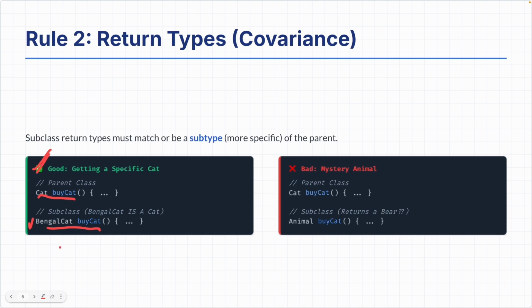Now let's look at a bad example that does not follow this rule. Again, in the parent class, we have a byCat function that returns a cat. But in the subclass, the byCat function returns an animal. Animal is not a subtype of cat. In fact, animal is a superclass of cat. This violates rule 2. Because the parent class promised to return a cat, but the subclass is returning a more generic type. So this breaks the Liskov substitution principle and the code will fail.